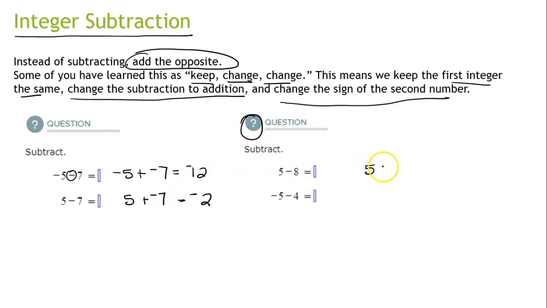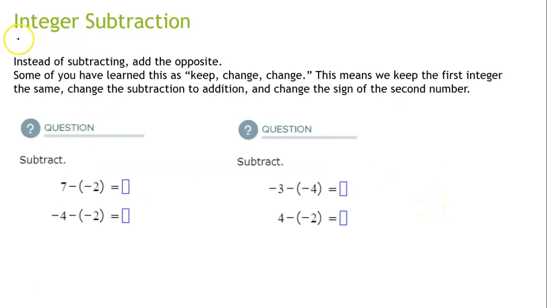You should have done keep, change, change. So you keep the first one the same, change the subtract to an add, change the 8 to a negative. Now you can see that the signs are different, so we subtract and keep the sign of the larger number. For this one, keep, change. The signs are the same, so we're going to add and keep the sign.